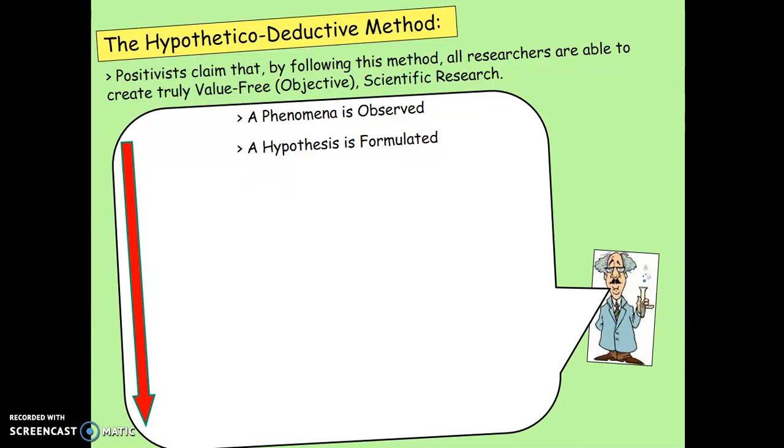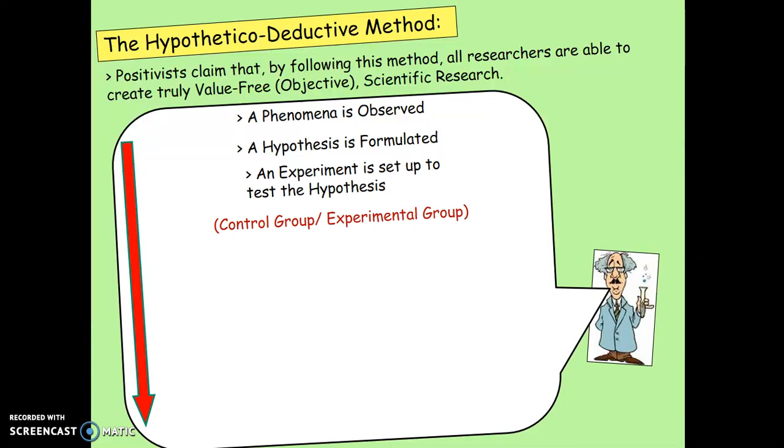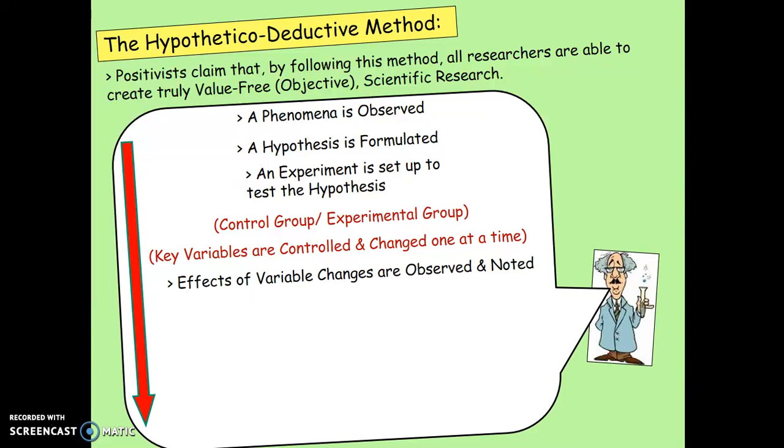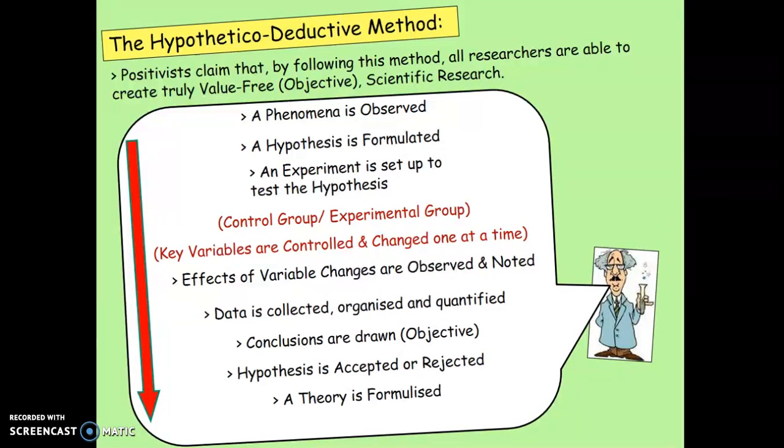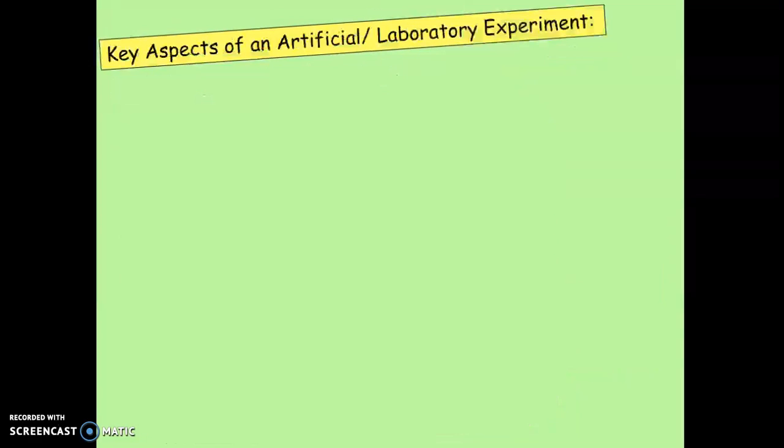A hypothesis is formulated. An experiment is set up to test the hypothesis. Control group/experimental group. Key variables are controlled and changed one at a time. Effects of variable changes are observed and noted. Data is collected, organized, and quantified. Conclusions are drawn, objective. Hypothesis is accepted or rejected. A theory is formalized. Other researchers scrutinize the theory.